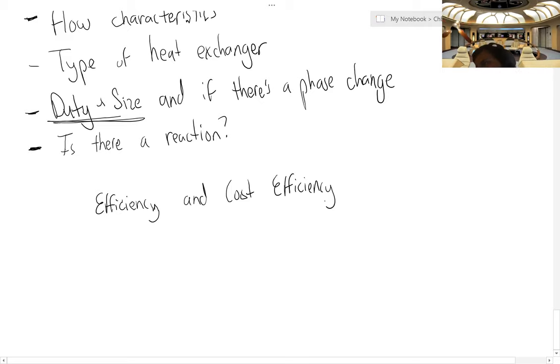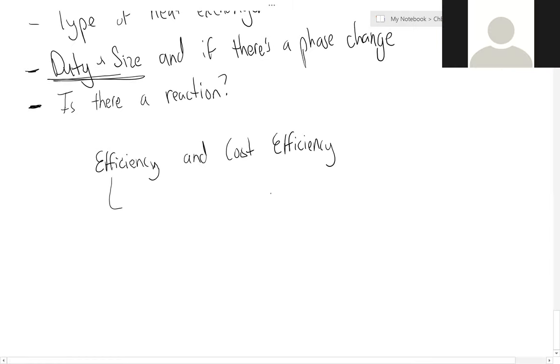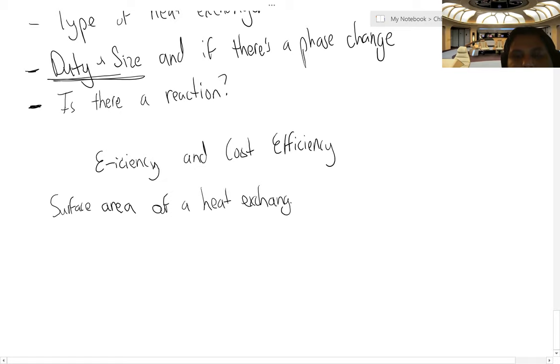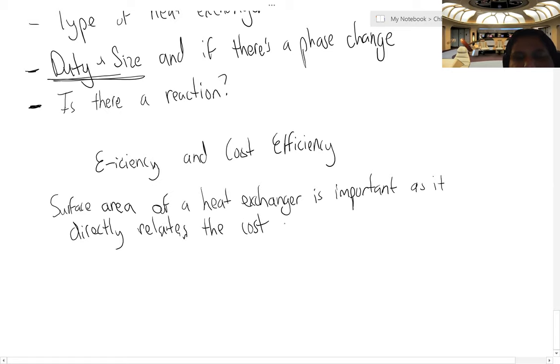And so for those of you that have already taken econ, when you were looking at costing and sizing heat exchangers, what is the property that you used to get your cost estimate? It would be the surface area. So the surface area of a heat exchanger is important as it relates to both this efficiency and cost efficiency. Probably I should just say surface area is important as it directly relates to the cost of the exchanger.